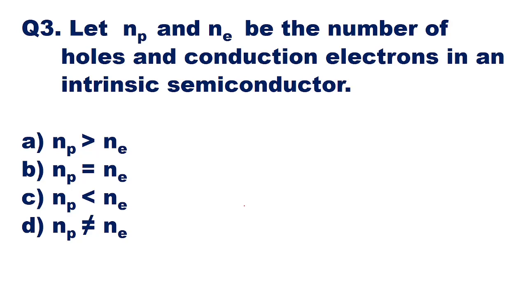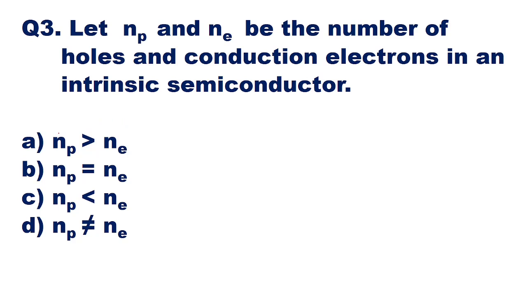Now here in this question it is asked: let Np and Ne be the number of holes and conduction electrons in an intrinsic semiconductor. That is, Np is the number of holes and Ne is the number of conduction electrons, that is free electrons, in an intrinsic semiconductor. So for an intrinsic semiconductor, which of the following options are correct?